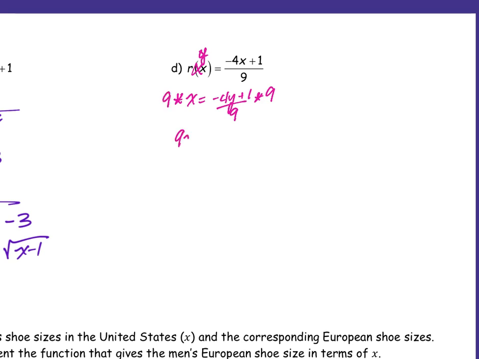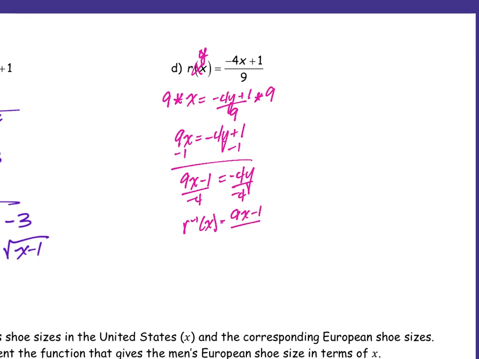So I get 9x equals negative 4y plus 1. Subtract 1, and I get 9x minus 1 equals negative 4y. Divide by negative 4. And the inverse of x is going to equal 9x minus 1, that's a 9, not an a, divided by negative 4. Done.